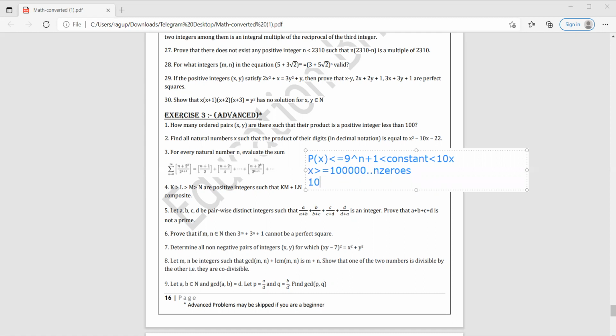And so 10x would be greater than or equal to, we can write this as 10 raised to n. So 10x would be greater than or equal to 10 raised to n plus 1. This was the constant which I was talking about. So 10x is greater than or equal to 10 raised to n plus 1, which in turn is greater than 9 raised to n plus 1, and which further would be greater than or equal to px.